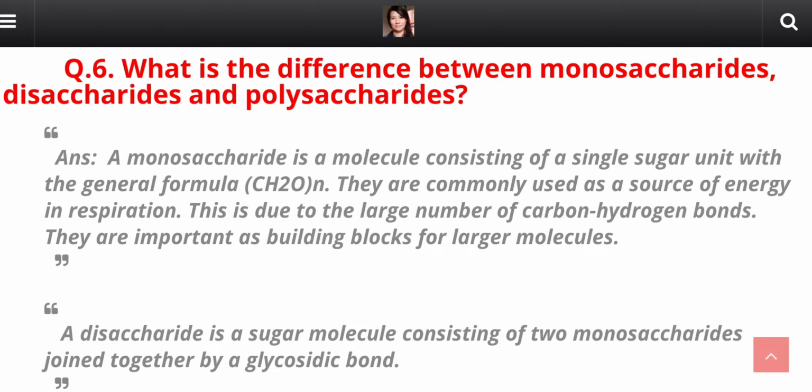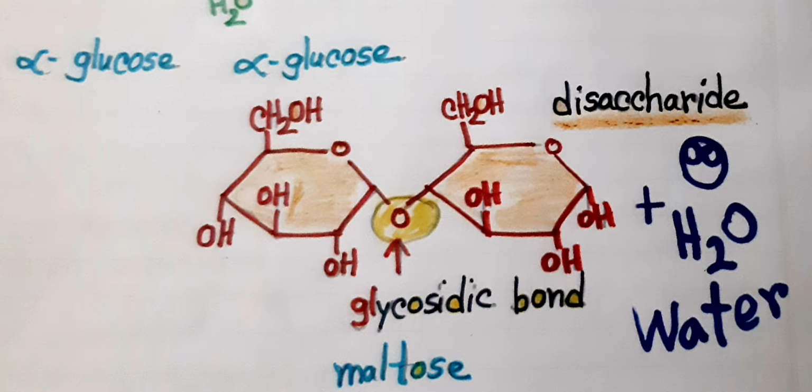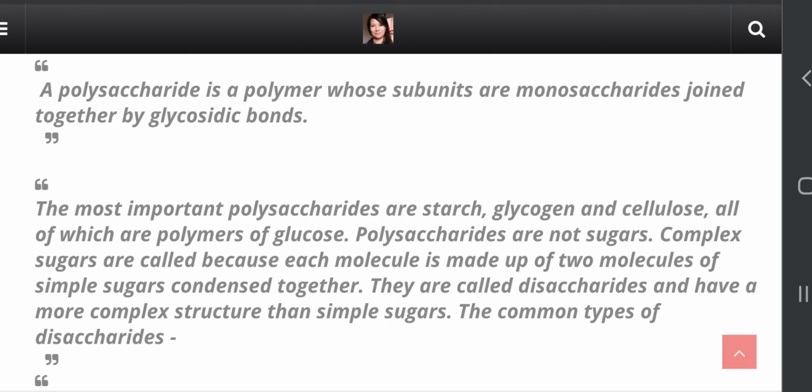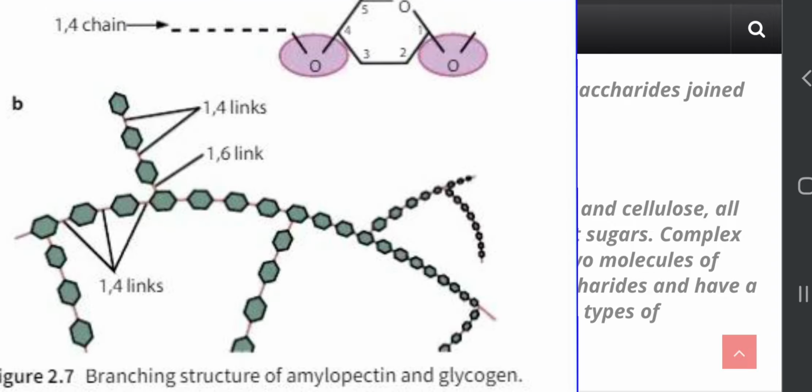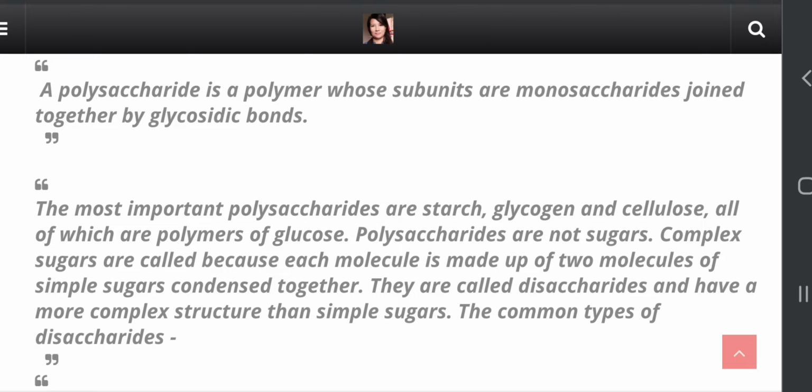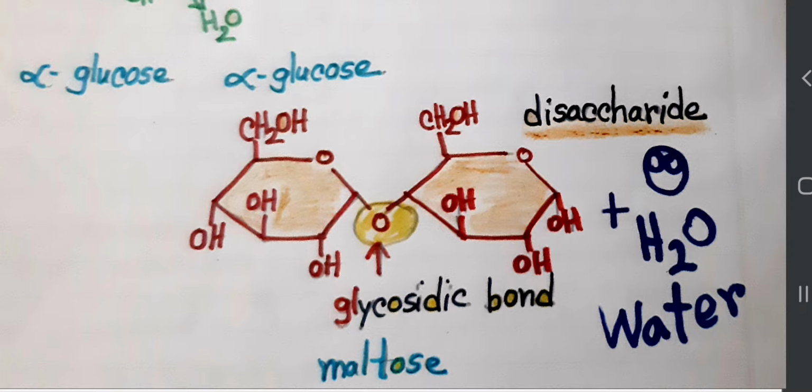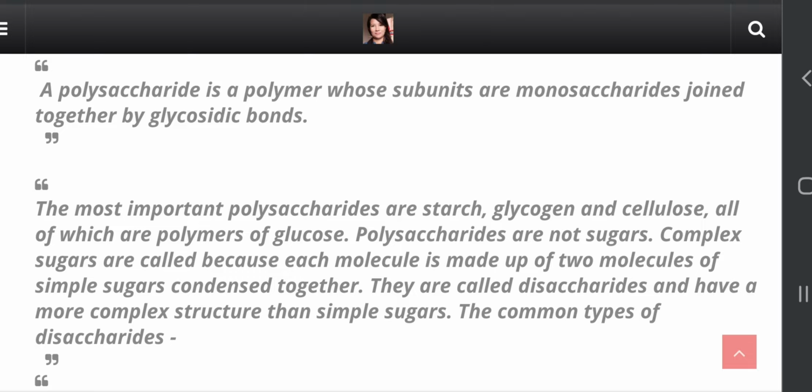A disaccharide is a sugar consisting of two monosaccharides joined together by a glycosidic bond. You must remember that. The most important polysaccharides are starch, glycogen and cellulose, all of which are polymers of glucose, and polysaccharides are not sugars. Disaccharides are called complex sugars because each molecule is made up of two molecules of simple sugar condensed together, and they have a more complex structure than simple sugars.